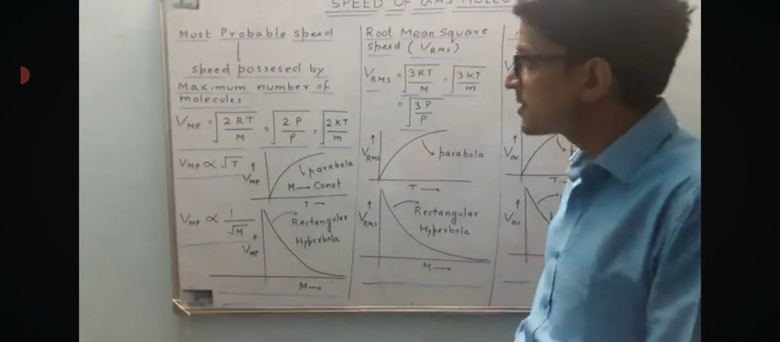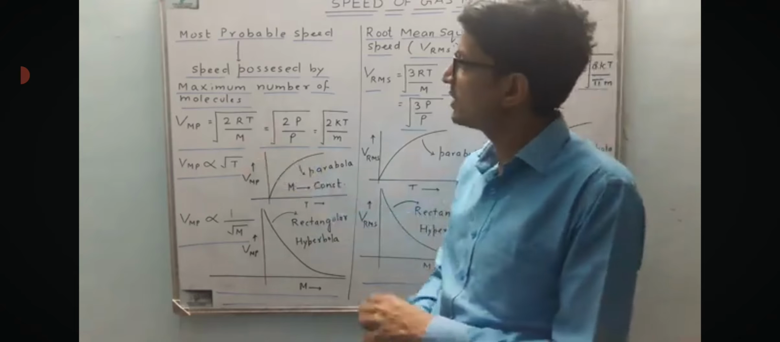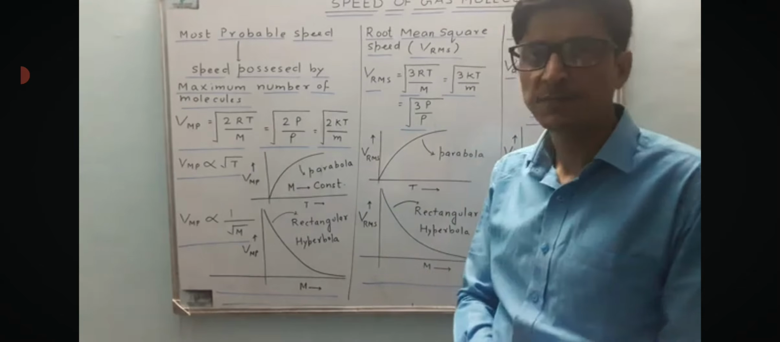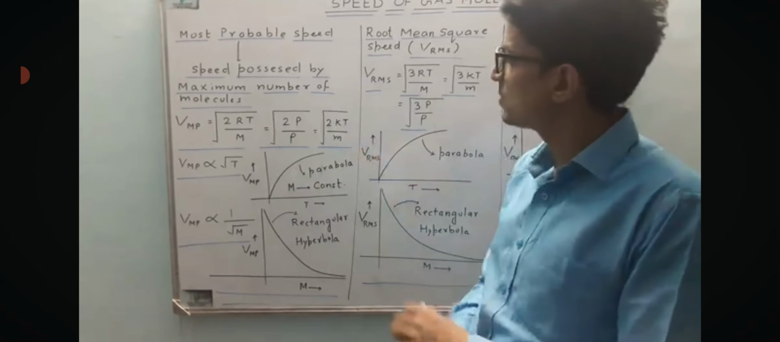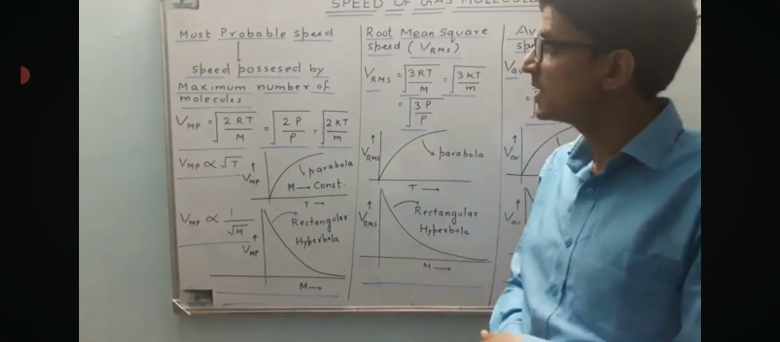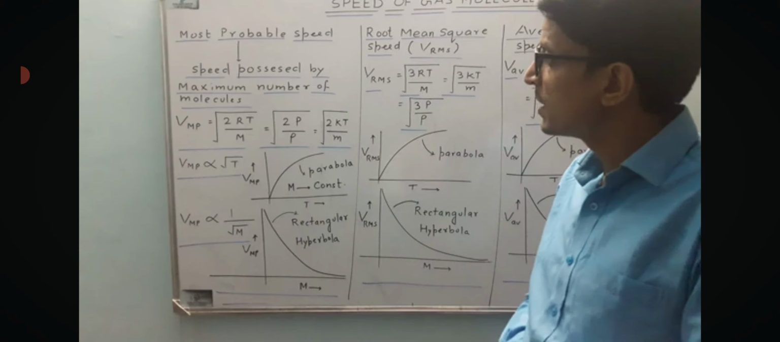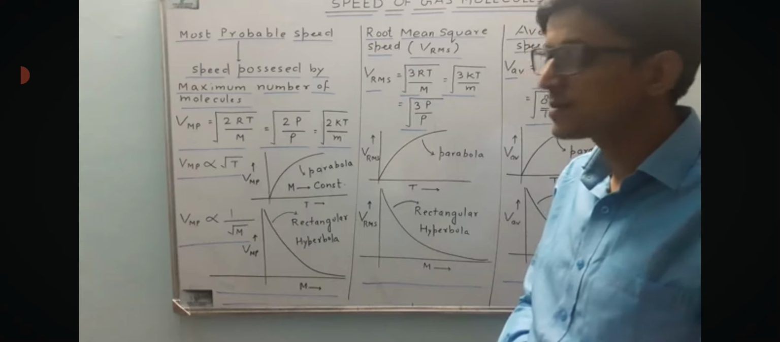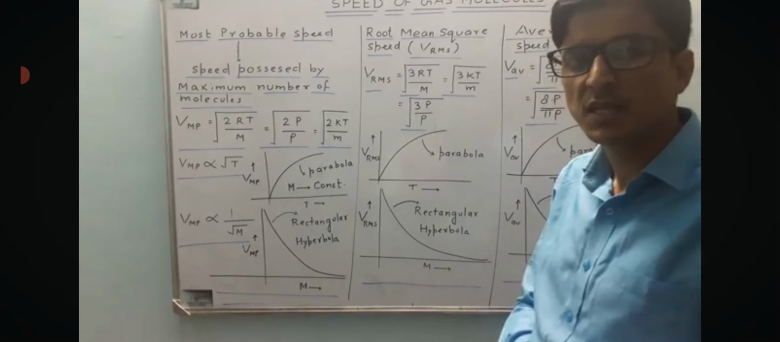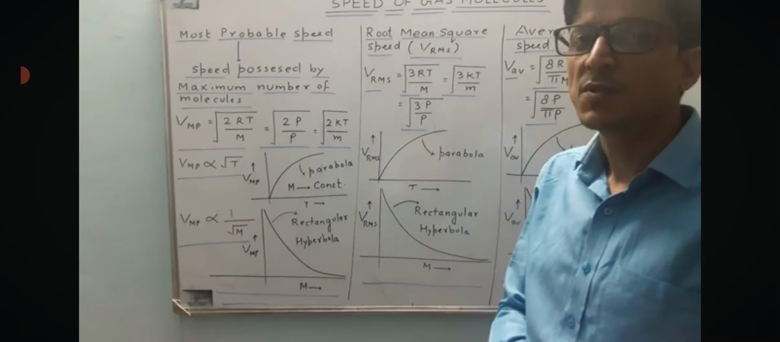Maxwell, through his experiments, assigned the value root 2RT by M to the most probable speed, which is also equal to root 2P by rho, which is also equal to root 2kT by m. Here R is the gas constant, M is the molar mass in grams, T is the temperature, P is the pressure, rho is the density, k is the Boltzmann constant, and small m is the atomic mass in AMU.